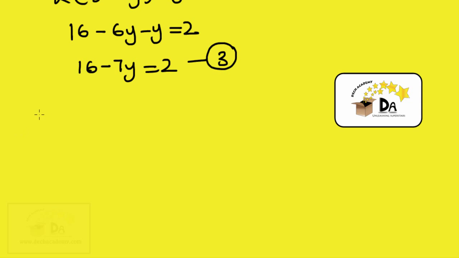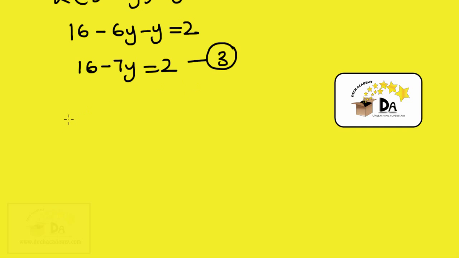Now what does step 4 say? Step 4 says make the rejected variable the subject of the formula in the equation obtained in the last step. So the rejected variable is y. The equation obtained in the last step is equation 3. So we're going to make y the subject of equation 3.